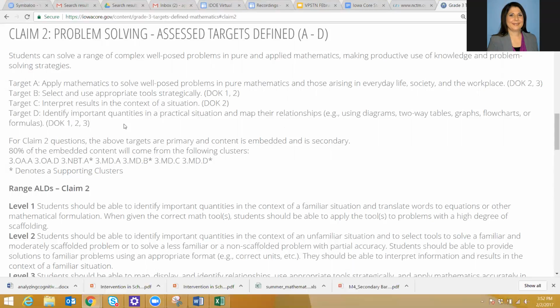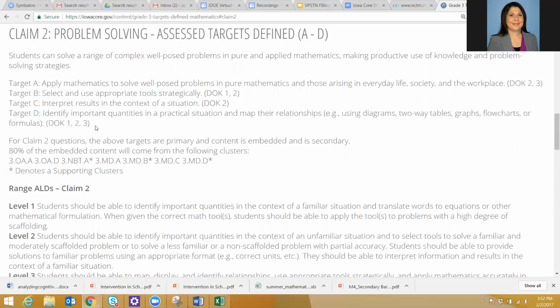I think it's pretty easy to see how the standards for mathematical practices are embedded in these targets. If we're having students do problem solving and we're having them do these targets, we're also having them do the standards for mathematical practices. So it's a nice fit.